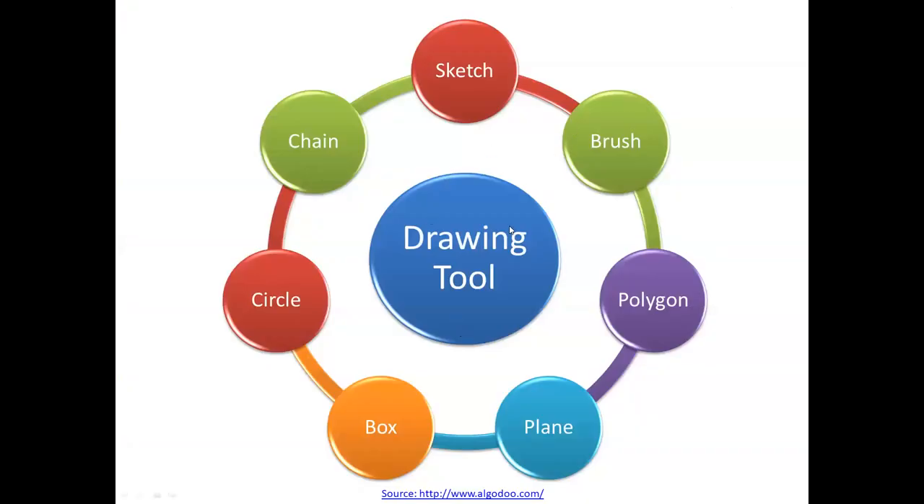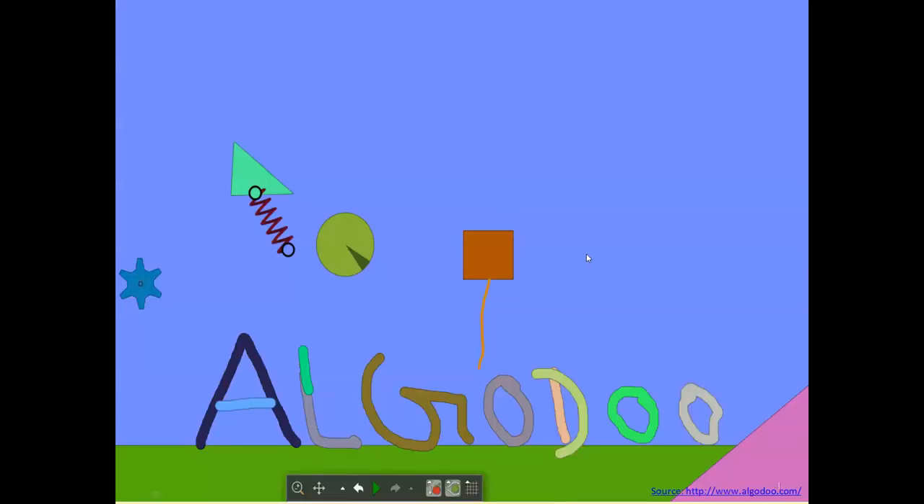Now, these are the main parts of Algodoo. These are the drawing tools, as I have shown you earlier. Sketch, brush, polygon. You can create a plane at any angle. You can create a box, square, rectangle, circle, chain, rope, etc. And using the drawing tools, I created this.